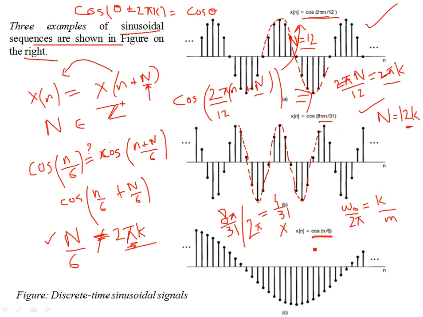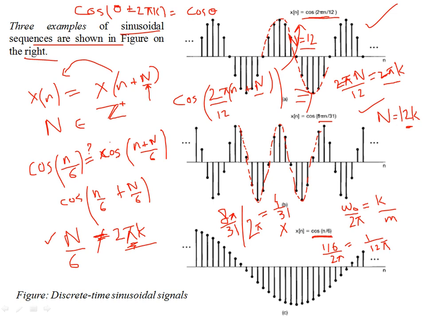But for this case, where the digital frequency is 1 by 6, dividing 1 by 6 by 2 pi is going to give me 1 over 12 pi. This 1 over 12 pi is not a rational number. It's not going to be a ratio of two integers. So therefore, this is not periodic.